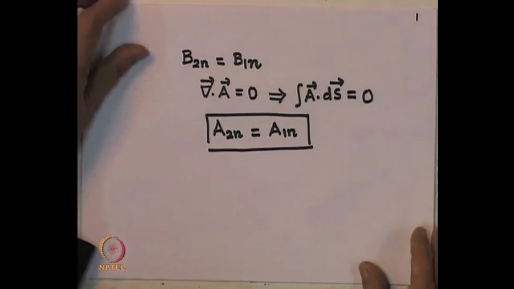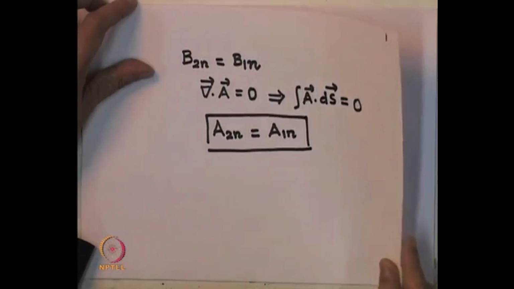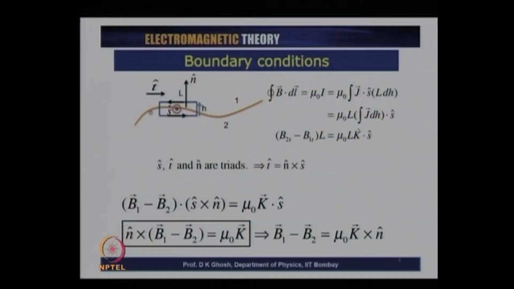Having disposed of the normal component, let us look at what happens to the tangential component. This is a little tricky, and so let us refer to this picture here. So, this is my interface between medium 1 and medium 2, and I am looking at what is the boundary condition first for the magnetic field of induction B.